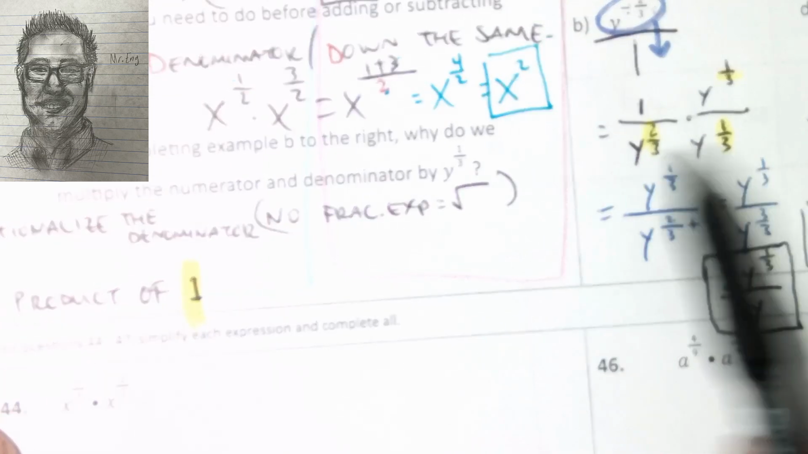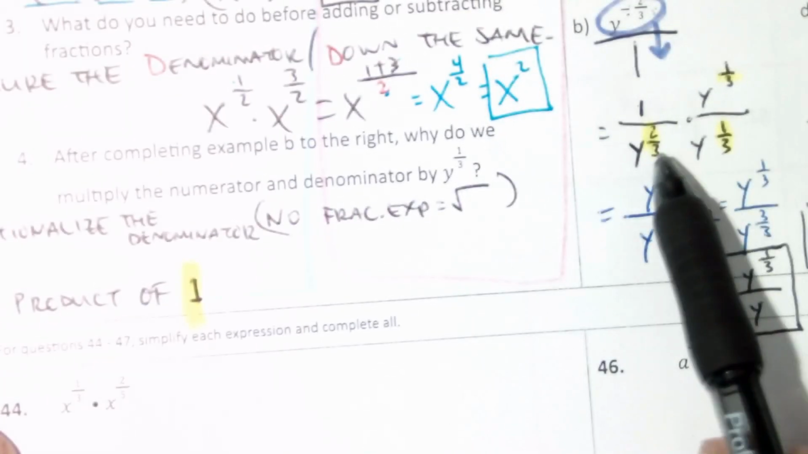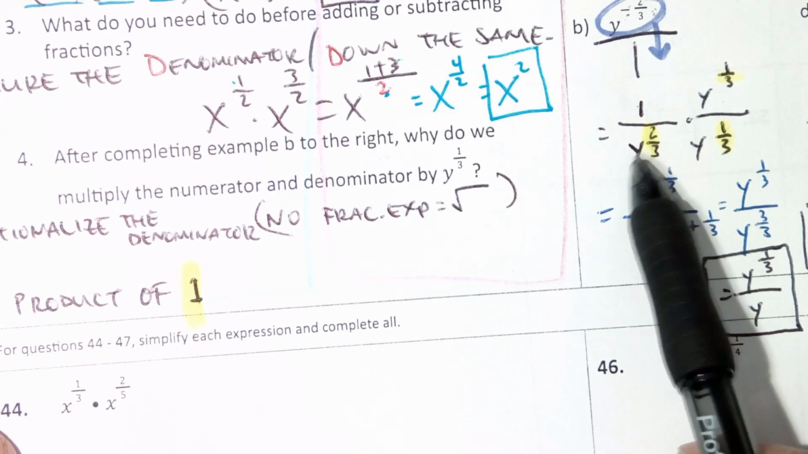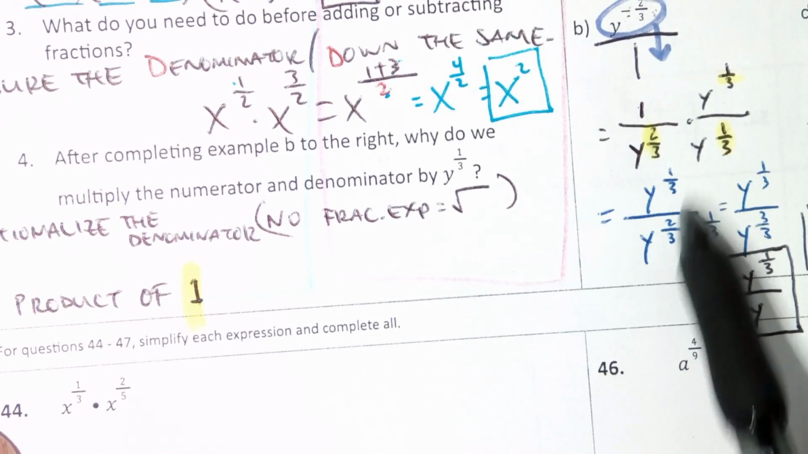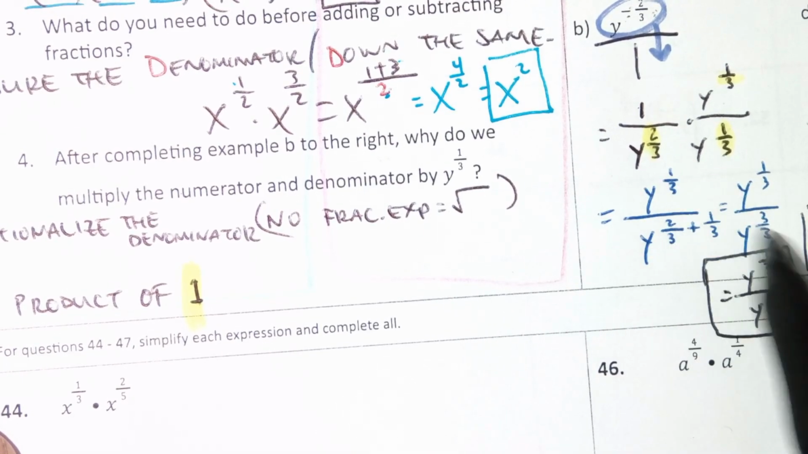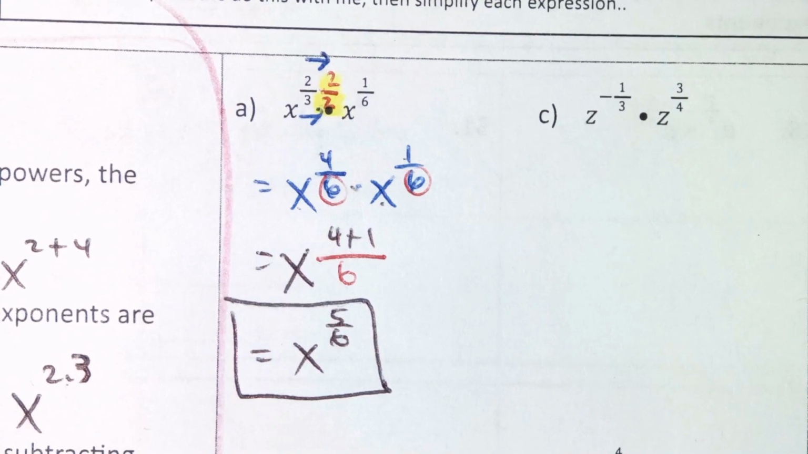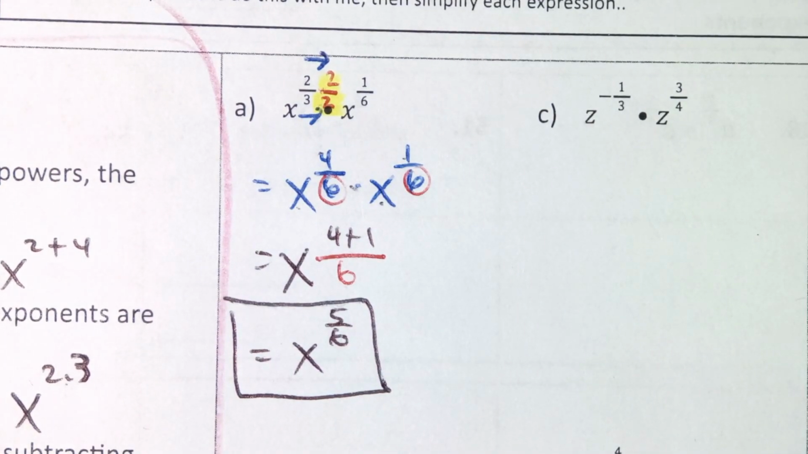And that'll help you get a product of 1. You have to come up with that number y to the 1/3. And so you add them together and it'll equal 1 right there. Alright, let's go ahead and try example C here.